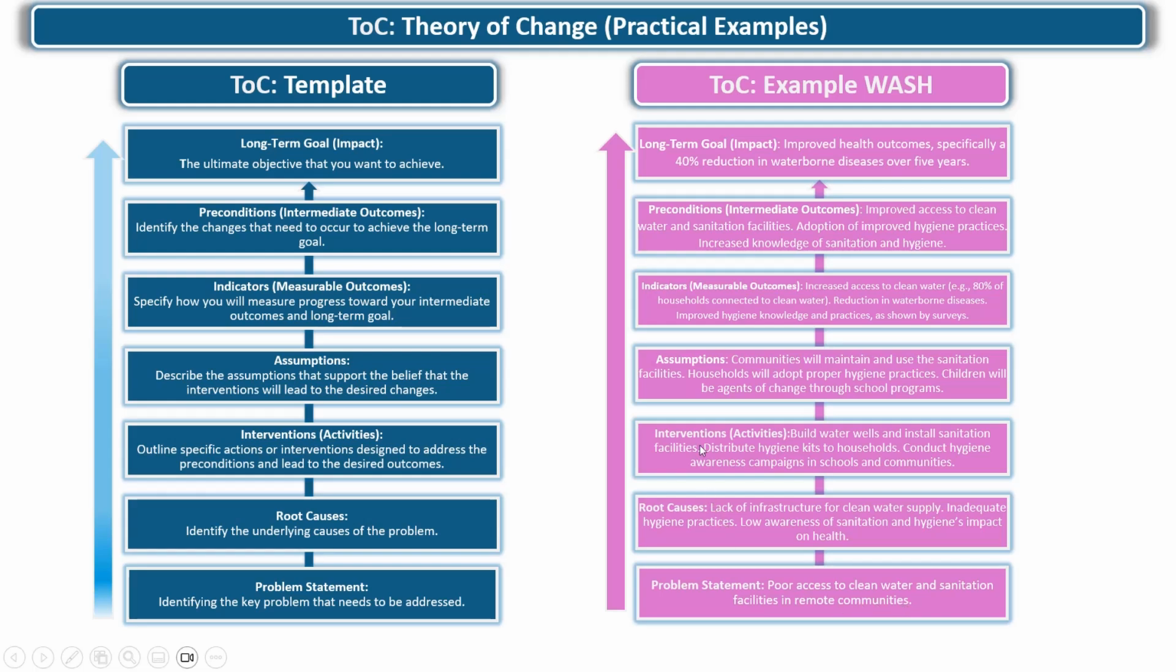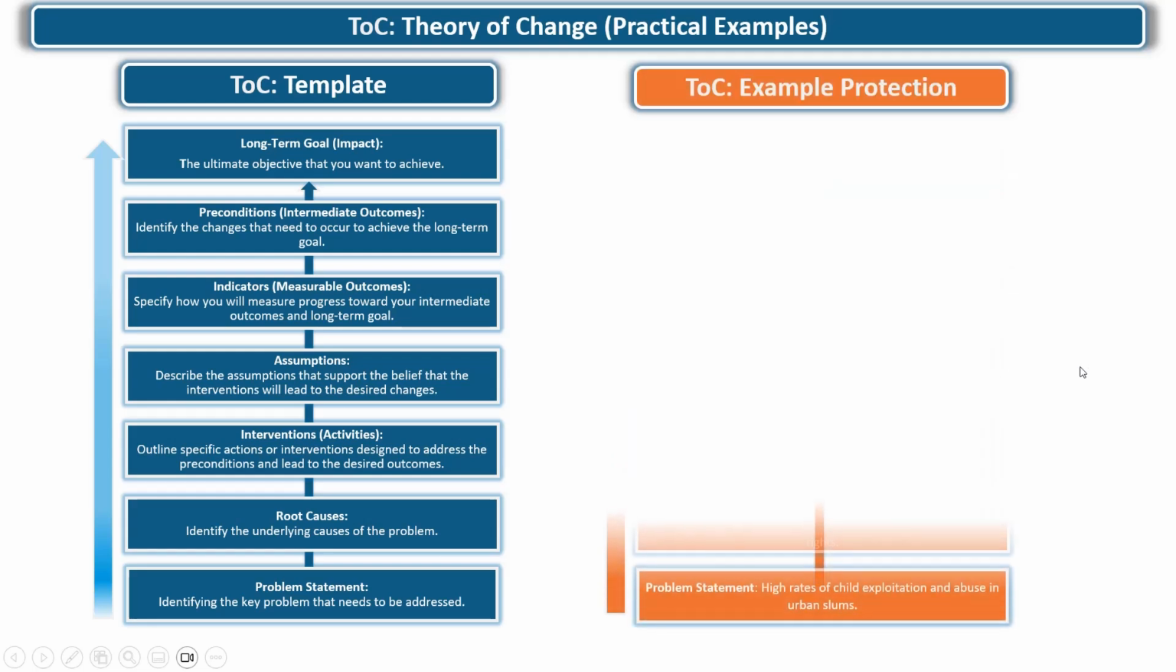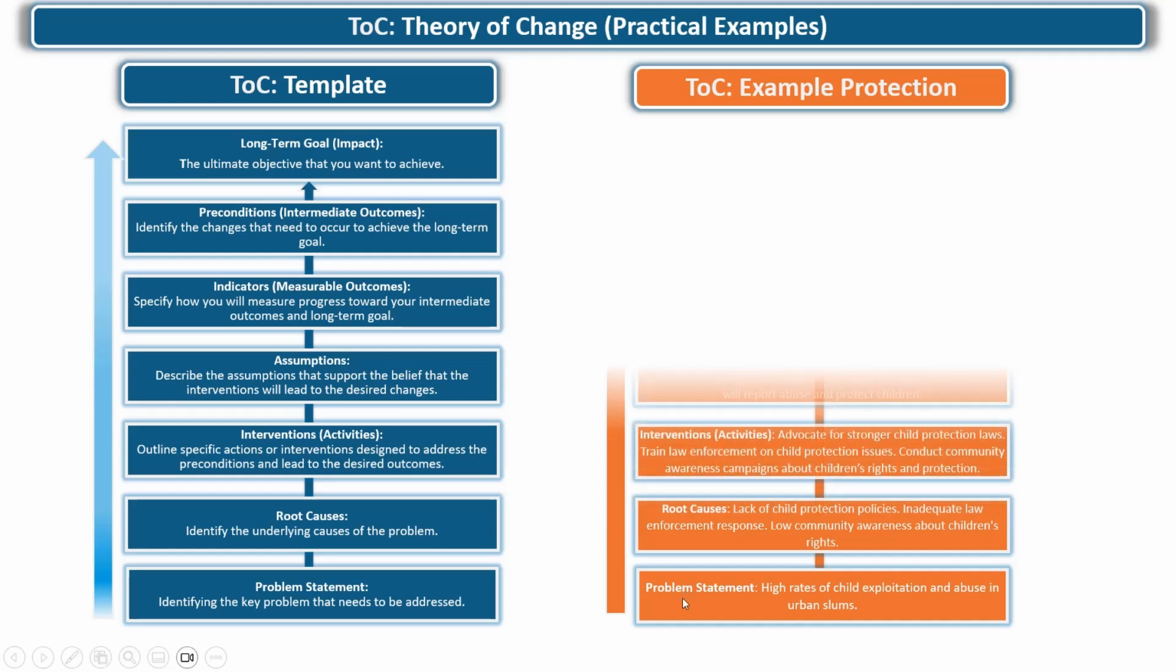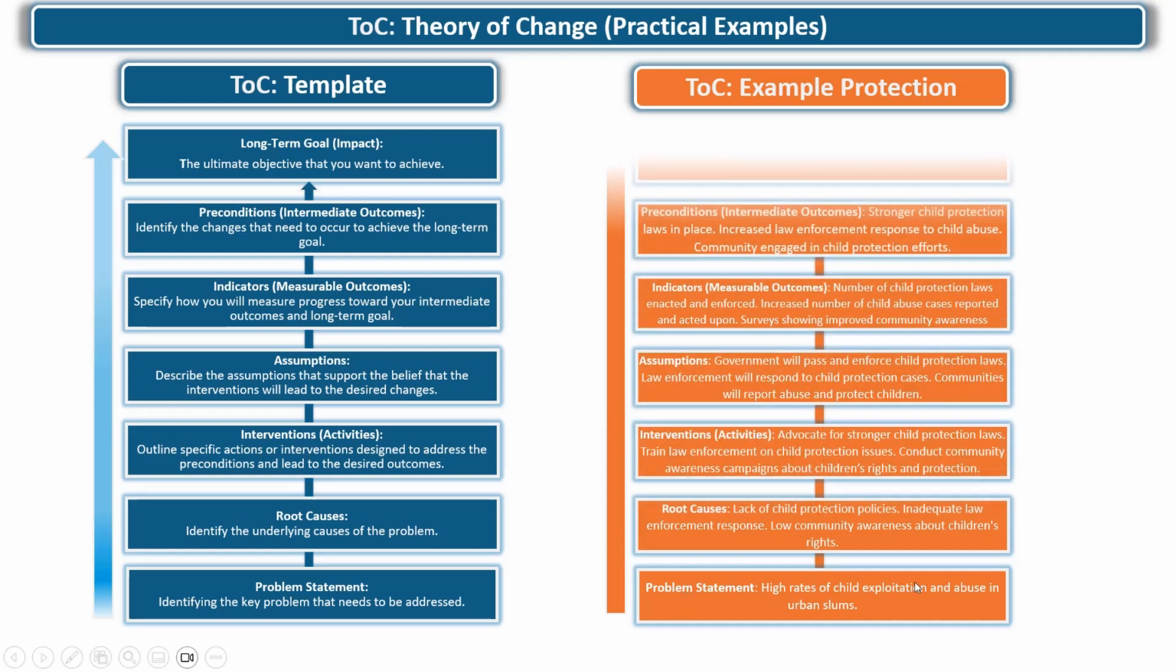And these are the root causes, then the relevant interventions to address the root causes and the assumptions and measurable outcomes, indicators, outcomes, and impact. Here is an example for protection sector. Starts with the problem statement, high rates of child exploitation and abuse in urban slums, and then the root causes, the relevant interventions, the assumptions, indicators, outcomes, and impact.